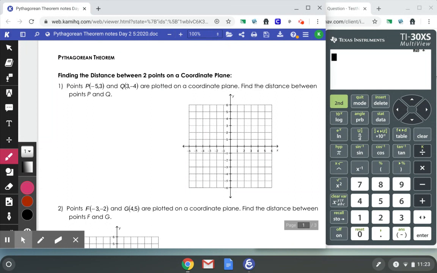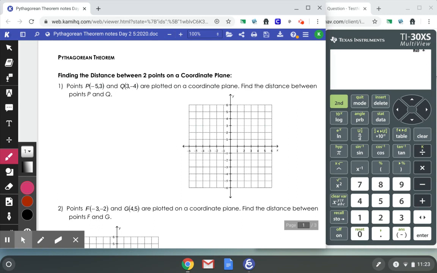This video is going to talk about finding the distance between 2 points on a coordinate plane using the Pythagorean theorem, and some word problems. All right, so let's get started. Finding the distance between 2 points on a coordinate plane.